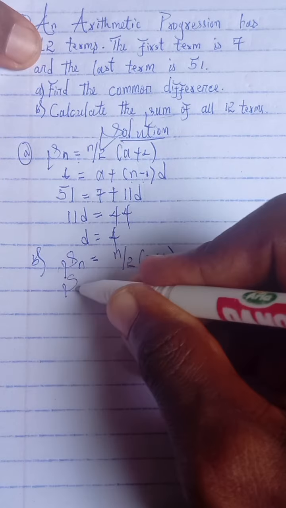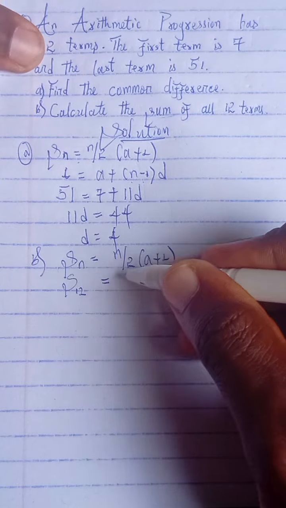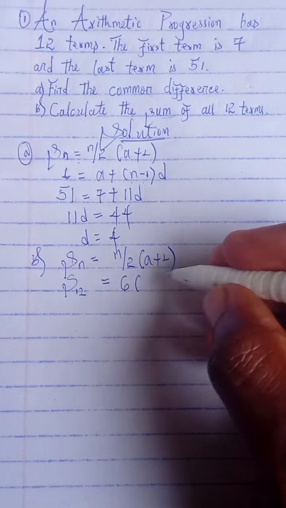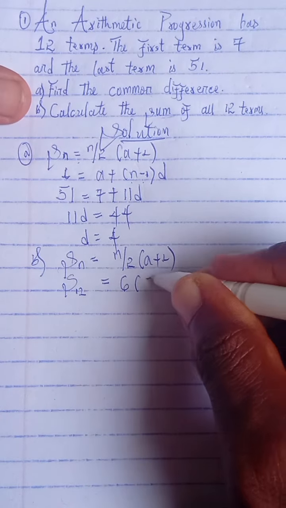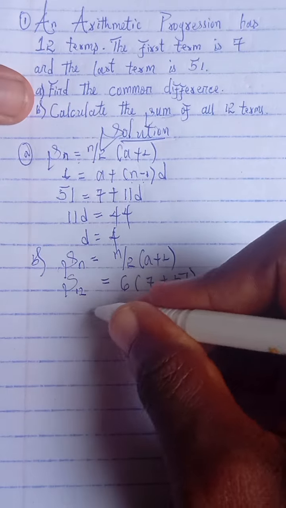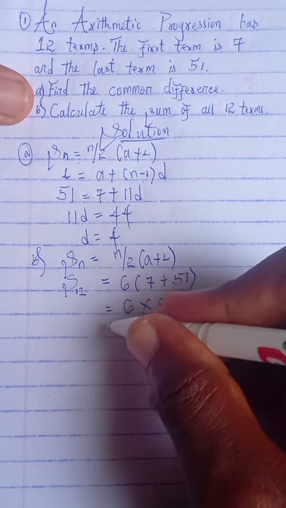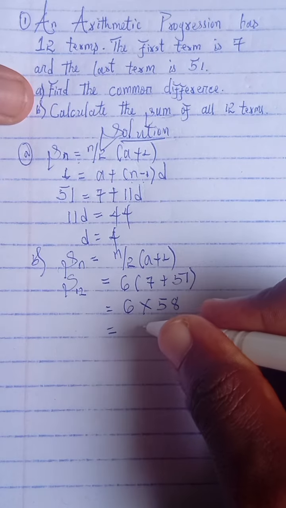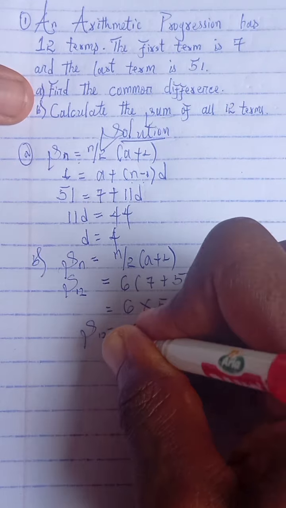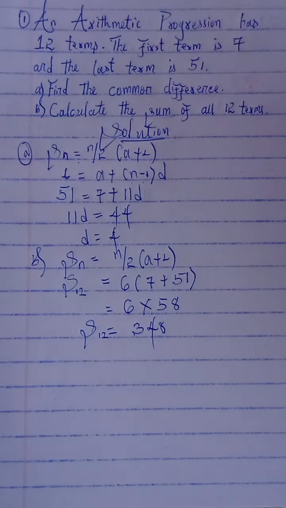So the sum of the first 12 terms, n is given as 12. So 12 divided by 2 is 6, into a, which is 7, plus the last term, 51. When you add this up, you have 6 times 58, and when you multiply this, that gives us 348. So the sum of the first 12 terms of this particular AP is 348.